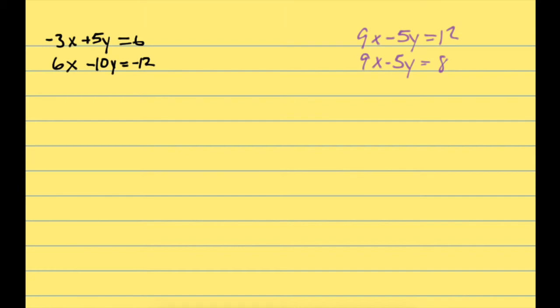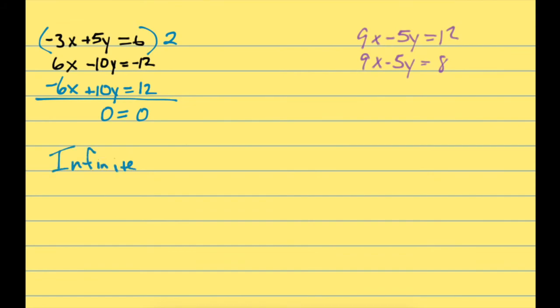Okay, so if we look at the one on the left, notice that if we were to use elimination to solve and we multiplied the first equation by 2, we'd get negative 6x plus 10y equals 12. Now that's not completely identical to the second equation, but notice that when we add the two equations together, 6x and negative 6x is 0, negative 10y and 10y is 0, and negative 12 and 12 is 0. So that's infinitely many solutions because we got a true statement, 0 equals 0. The second one, we have an identical left-hand side, different right-hand side. So that's one of our no solution cases.